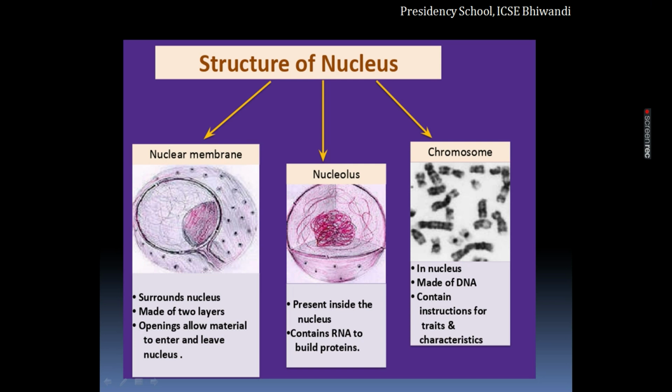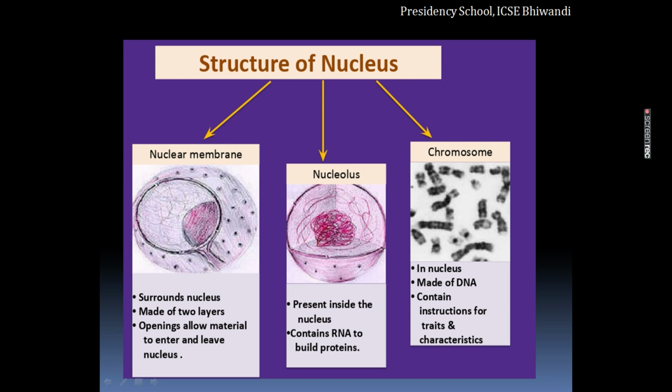Chromosome in nucleus is made up of the DNA, that is deoxyribonucleic acid. They contain instructions to transfer the characters from one generation to the other generation. This is the structure of the nucleus, which is embedded inside the cell. As I said, nucleus is the boss of the cell and it has the most important function in dividing the cells.